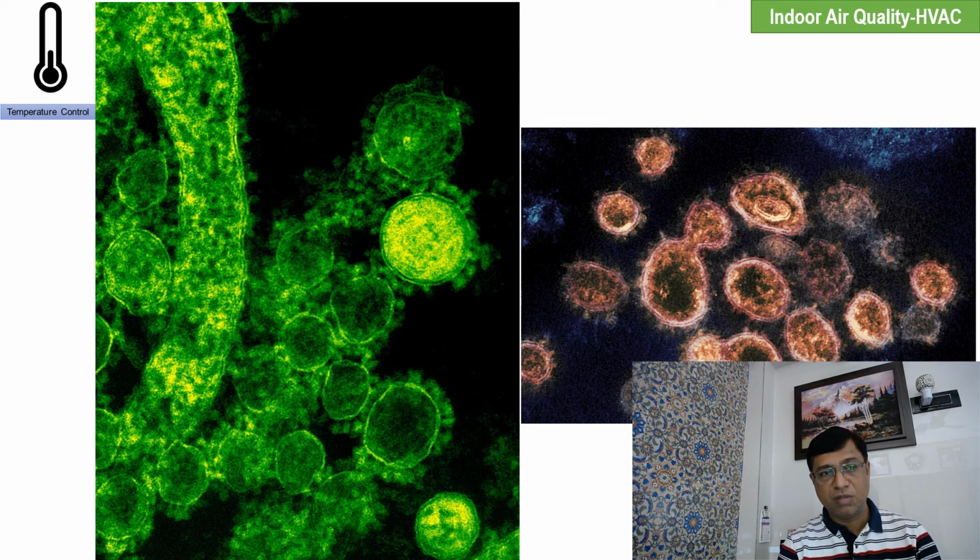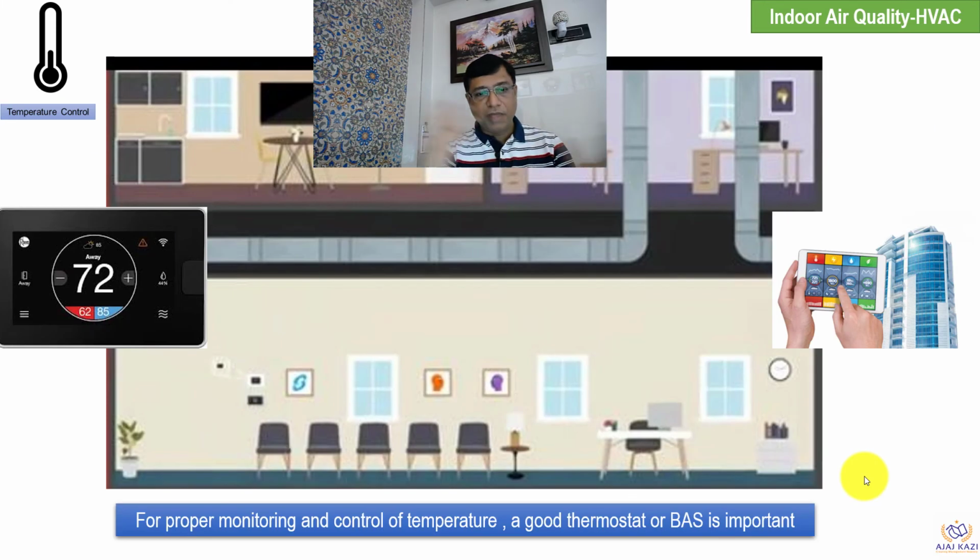So some of the pictures are in front of us. When we maintain a temperature, how do we maintain it? Whether we go for a thermostat like this, which is on the left hand side of your screen, or we have a building automation system which requires some investment, which will ensure that proper temperature control is there, rather than physically measuring and monitoring. So this will give you a proper temperature control.